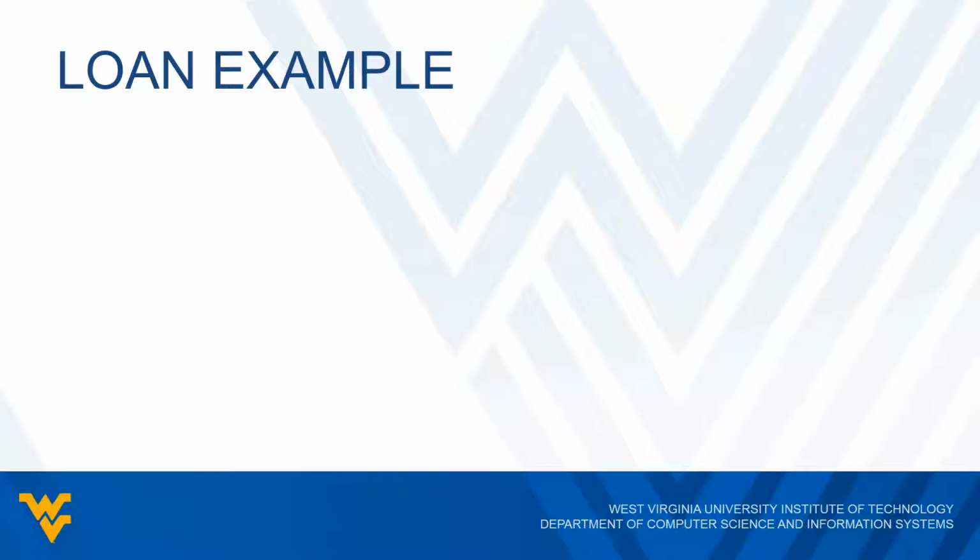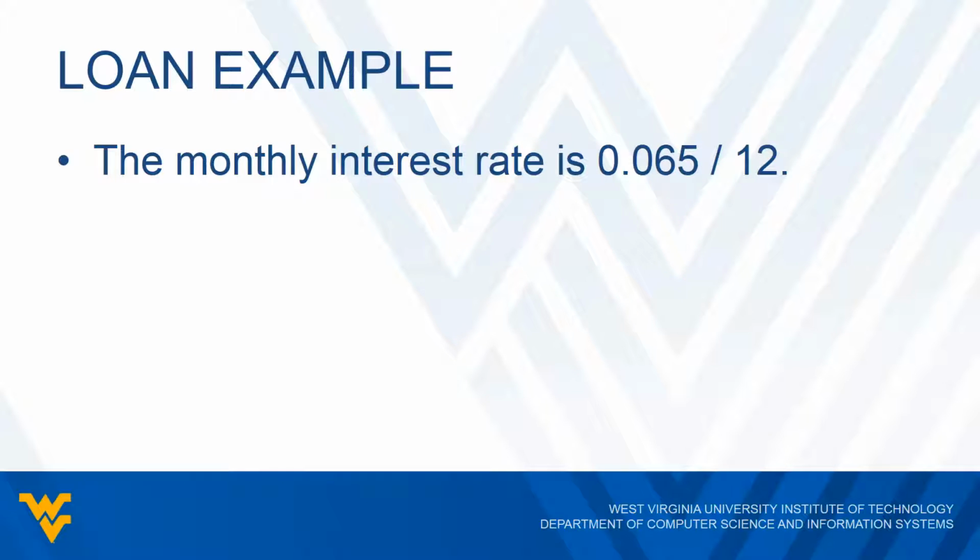Now, because it's an annual interest rate, we have to figure out how much interest is being charged every month. So we have to convert it to a monthly interest rate. Well, the way we do that is we divide it by 12 months in a year. In this case, we can convert the percentage to a decimal by taking 6.5 and dividing it by 100. So that would be 0.065, and then we divide it by 12. That number is the monthly interest rate.